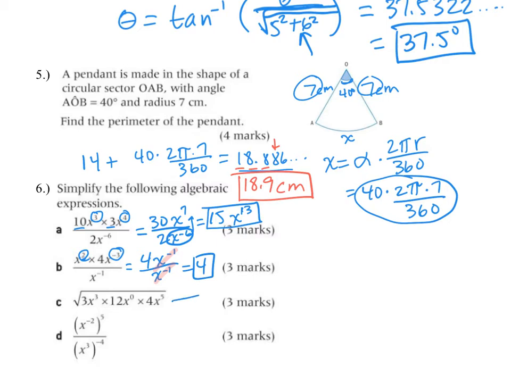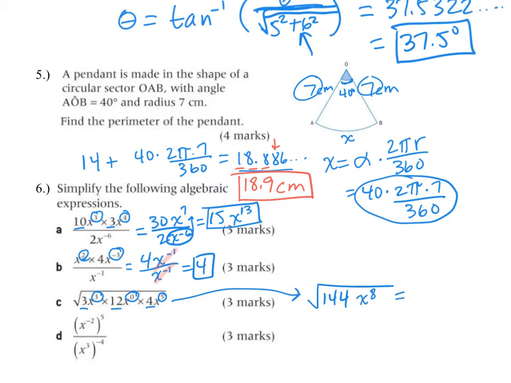Okay, and then the letter C, I'm going to do it over here. That's going to be the square root of, let's multiply coefficients. 3 times 12 times 4 is 12 times 12, so that's 144. And then when we multiply the powers of x, we're going to add these exponents. 3 plus 0 plus 5 is x to the 8th, okay?